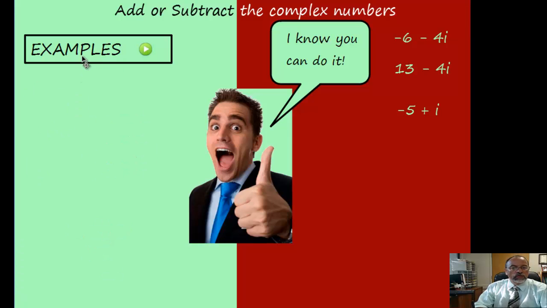Okay? So one more example for you to look at. That should be pretty simple. Add the real to the real, the imaginary to the imaginary, and there you have some examples. Okay? So if you had trouble with this one, go back, try to work it on your own and see if you can't come up with the same answer.